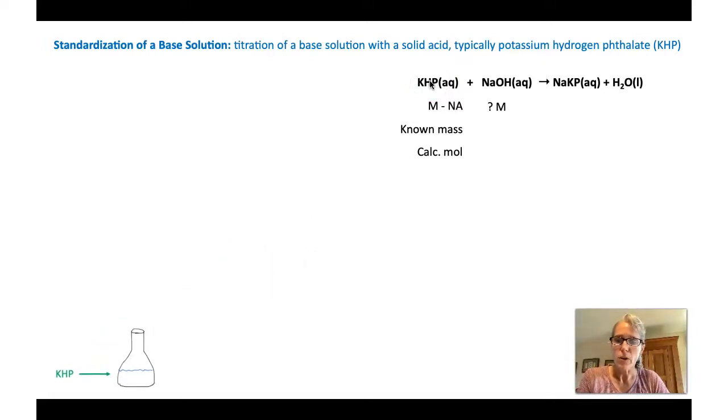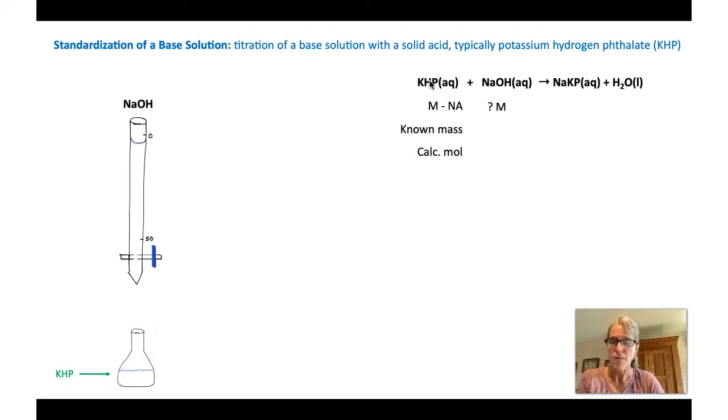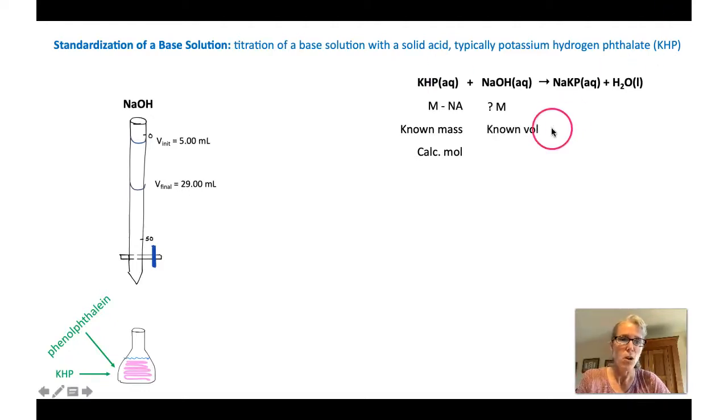What we're going to do is set up a burette and fill it up with sodium hydroxide. In order to tell when all of that KHP has been neutralized, we put some phenolphthalein in there. We start dropping that sodium hydroxide into it drop by drop, and as soon as it turns pink, we stop. We need to know the volume, so we record the initial volume and the final volume. So we have the known volume.